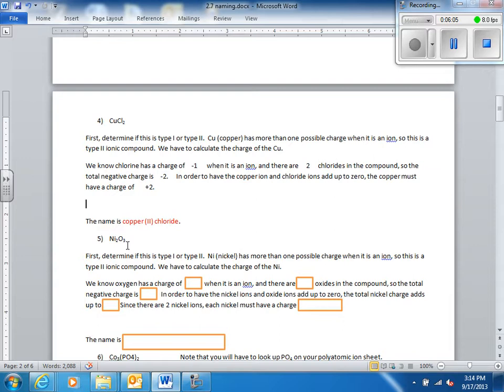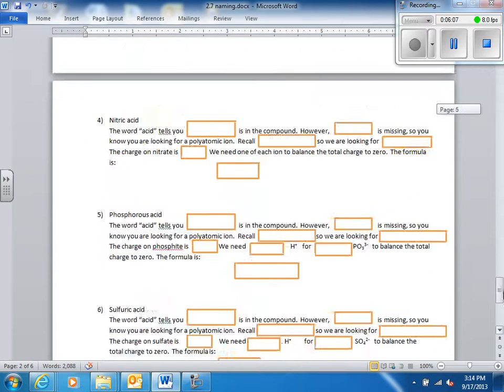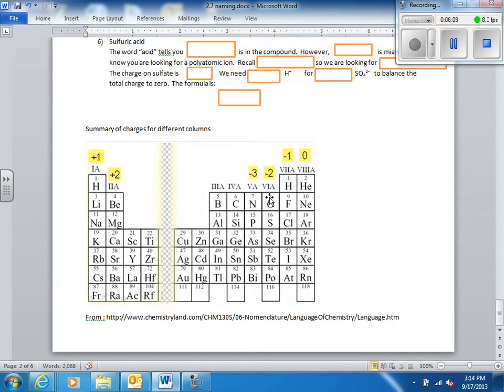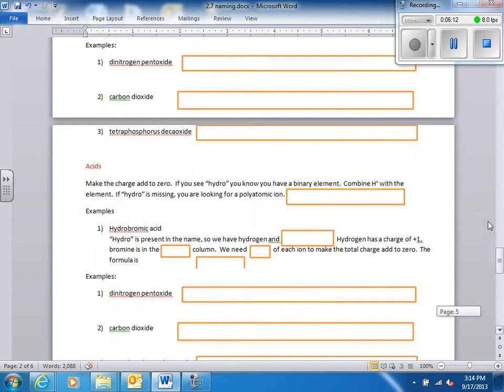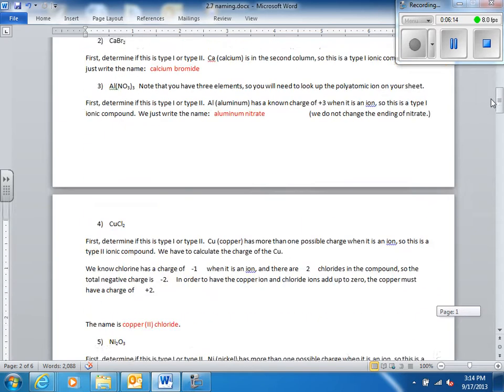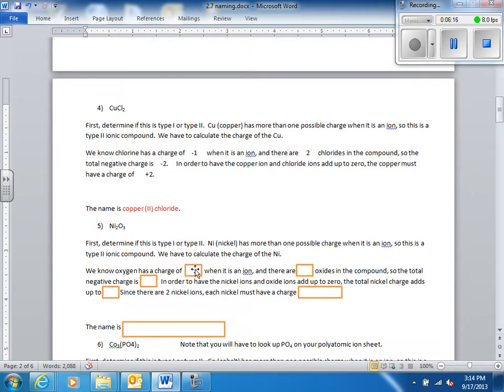So we look up oxygen on the periodic table. And here's oxygen. What's the charge of that oxygen? -2. And how many oxides are there? Right there. There are 3. And what's the total on the negative side? We have -2 times 3, which is -6. We got to make this total add up to 0.